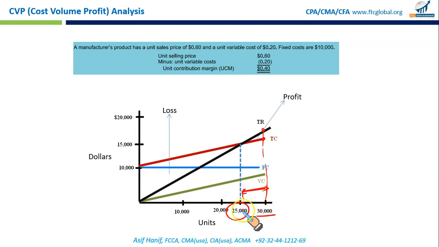I can plan anything between this. If the units fall below 25,000, there will be losses, but between 25,000 and 30,000, I have profits available. So this is called margin of safety. I'm safe within this limit, but below this limit, there will be losses. And above this limit, of course, you have much more profit available, but this is the cushion you have. This is called margin of safety.